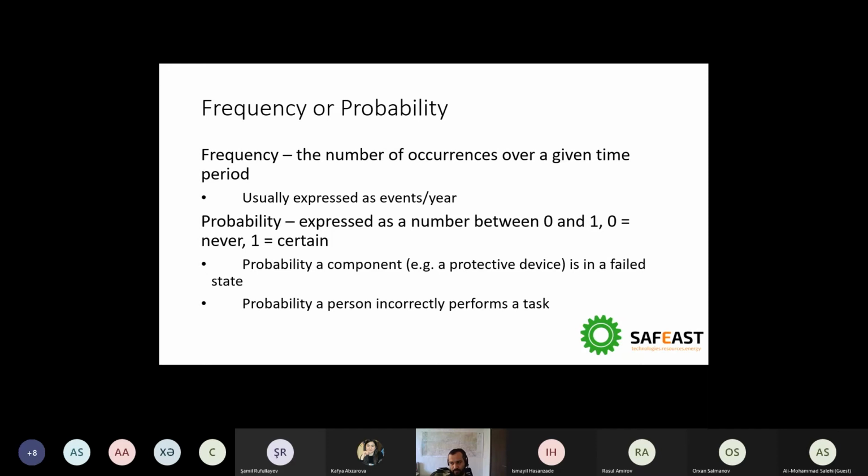So basically, the probability of a component failing, or the probability of a person incorrectly performing a task. As you see, in frequency there is a time frame definition. It's always over a given time period, and usually it's per year. But in probability, there is no time definition. It's just expressed as a fraction.